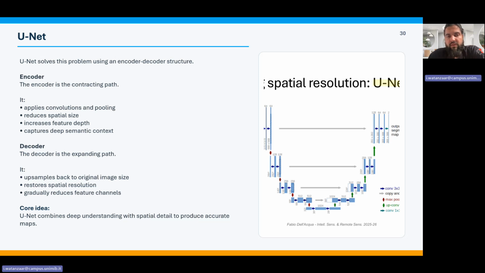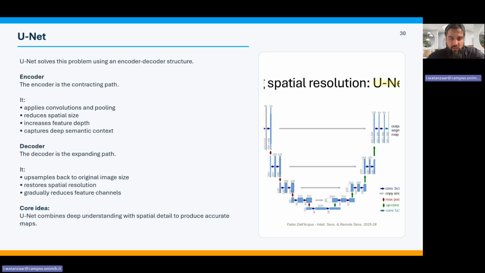In the U-Net, we solve this problem with an encoder and decoder structure. The encoder is the contracting path. It applies convolutions and poolings and reduces the spatial size and increases the feature depth. Initially, we are looking for features like boundaries, edges, and all these things, and it captures the deep semantic context. But after the semantic context capturing, increasing the feature depth and reducing the spatial size, the decoder is the expanding path now. That is contracting and this is expanding.